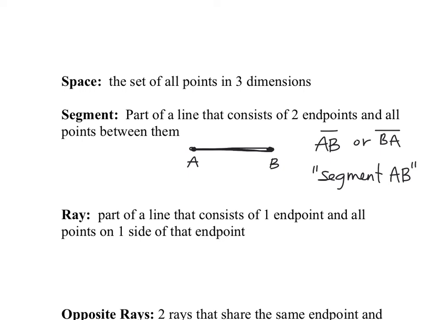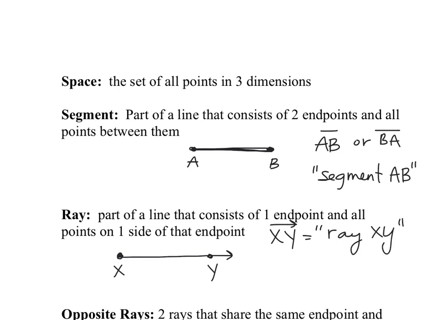Then a ray is a part of a line, so it's kind of like a segment meets a line. So you have one endpoint and then an arrow going the other way. And this one can be a little tricky with how you name it, just because there is a right and a wrong way. You can't call this ray XY and ray YX. When you name a ray, you start with the endpoint. So this would be ray XY, and you just put an arrow to the right over top. So that's ray XY.